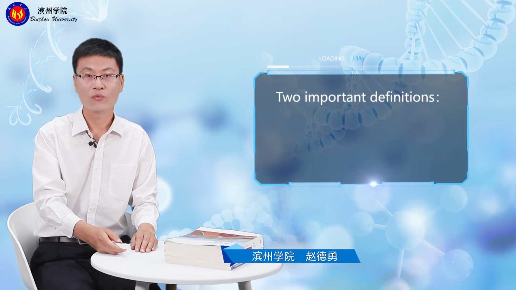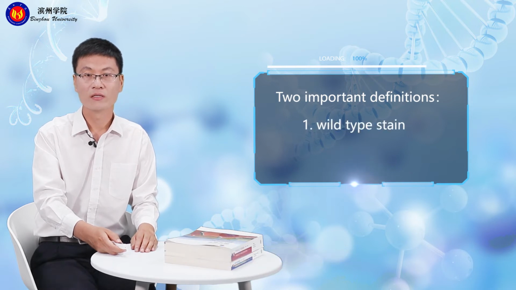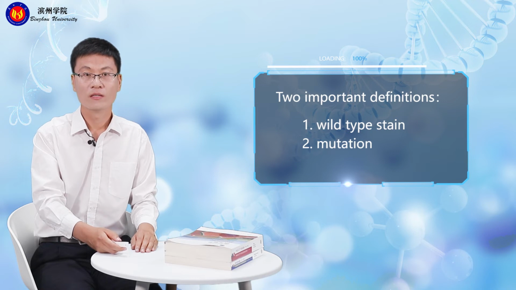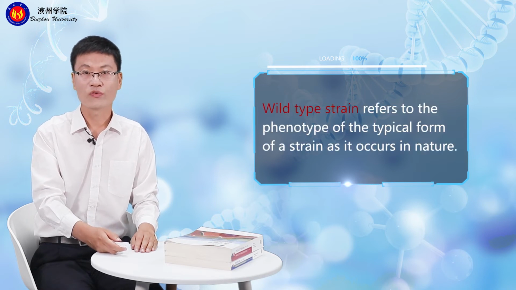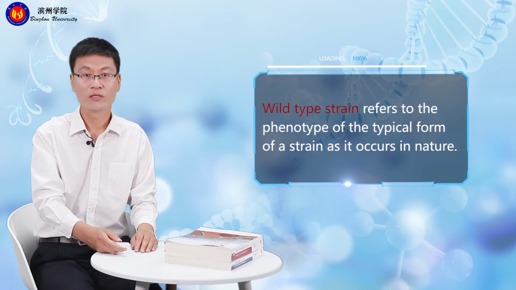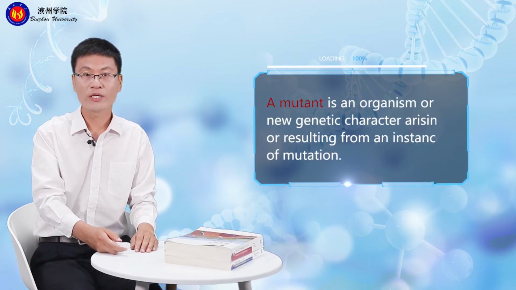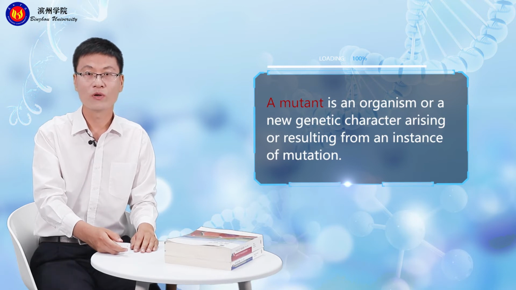Herein, I would like to point out two important definitions. One is the wild type strain and another is mutant. The wild type strain refers to the phenotype of the typical form of a strain as it occurs in nature. A mutant is an organism or new genetic character arising or resulting from an instance of mutation.